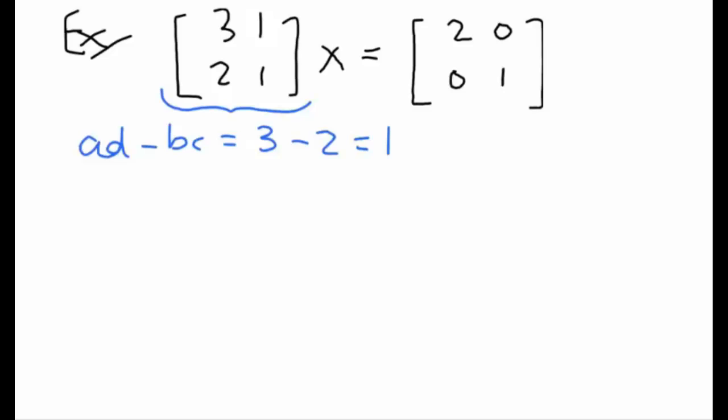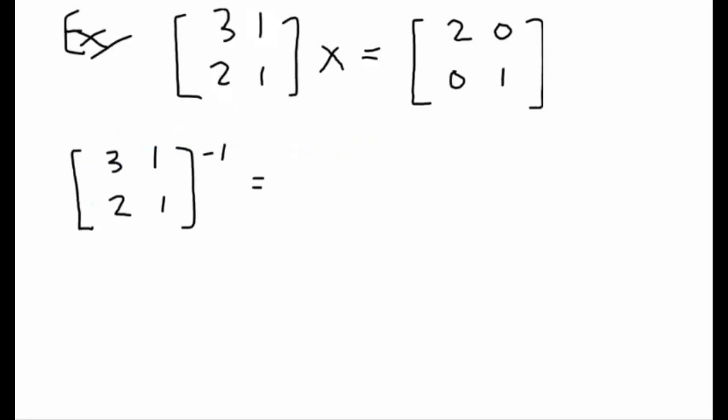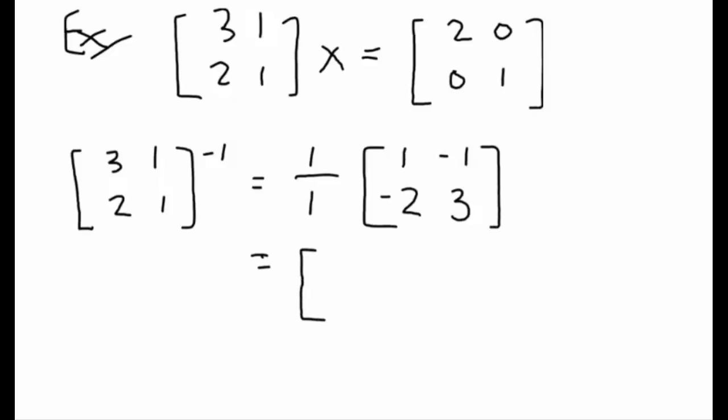We know that this inverse exists. So the 2x2 formula tells us that the inverse of this matrix is going to be 1 over AD minus BC. We'll switch the order of the numbers on the main diagonal, and we'll change the sign of the other two numbers. So the inverse of the matrix that we're looking for is this one.